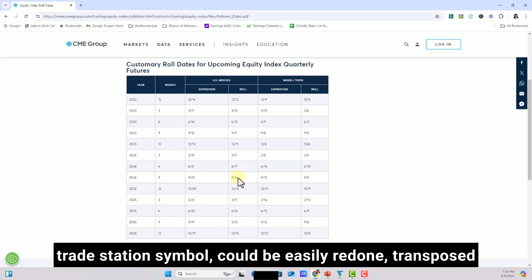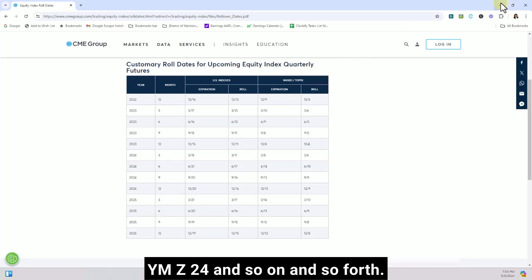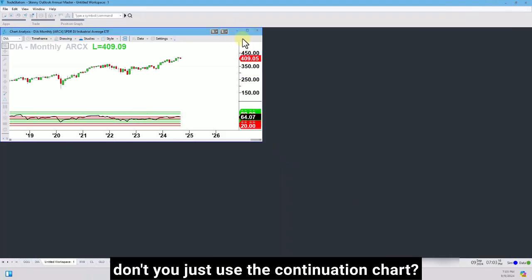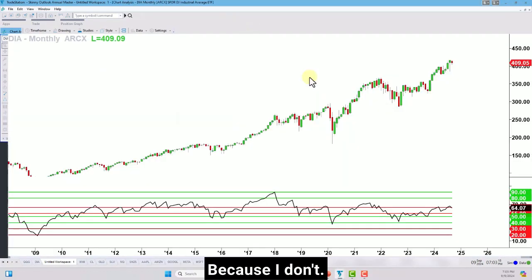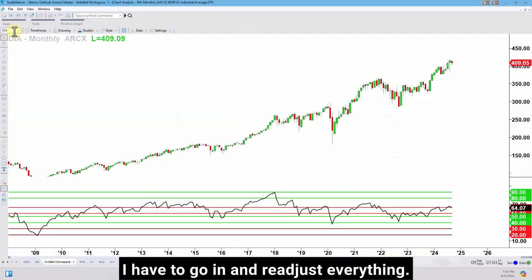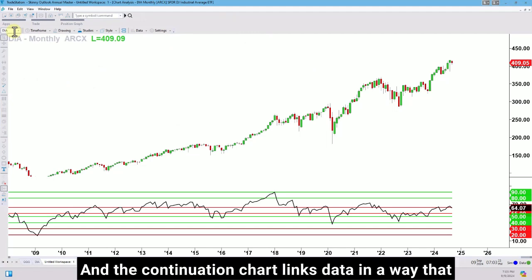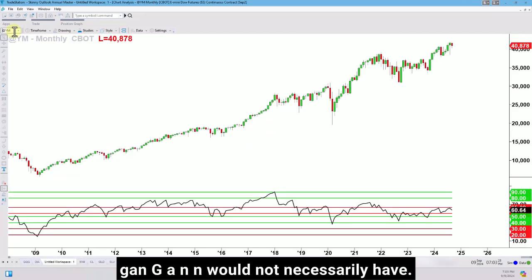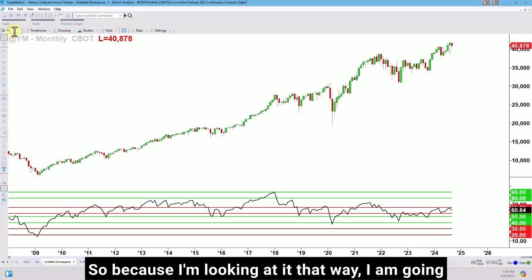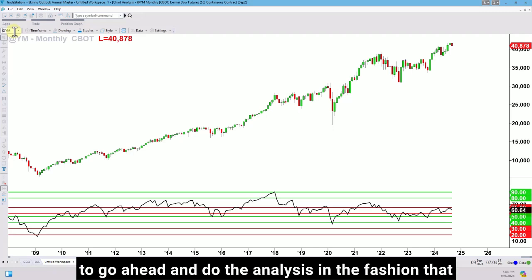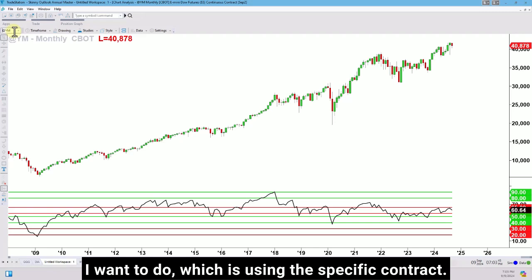YMU24, that's the TradeStation symbol, could easily be redone, transposed on YMZ24, and so on and so forth. Now you might be wondering, Hema, why don't you just use the continuation chart? Because I don't like that I have to go in and readjust everything, and the continuation chart links data in a way that Gann would not necessarily have. Because I'm looking at it that way, I am going to do the analysis in the fashion that I want to, which is using the specific contract.